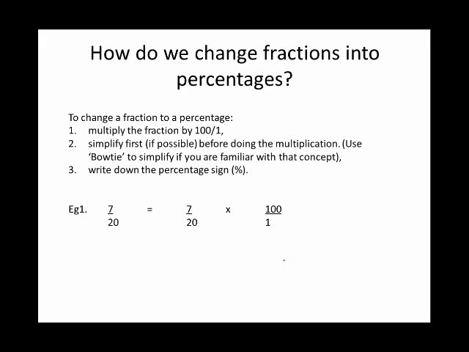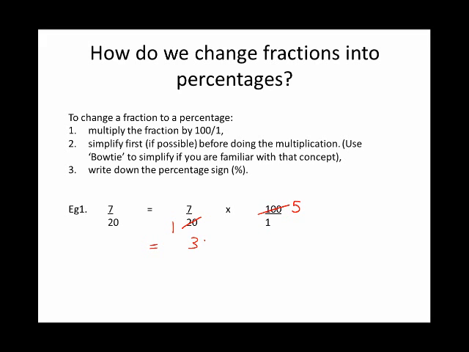So let's look at an example. If we have 7/20ths and we wish to convert it to a percentage, as you see, we write down 7 over 20 and multiply by 100 over 1. We now look for opportunities to simplify, and we can see here the only one is to simplify the 20 and the 100. So we'll divide the 20 by 20 to get 1, divide 100 by 20 to get 5. I can see no more opportunities to simplify, so I'll now do the multiplication.